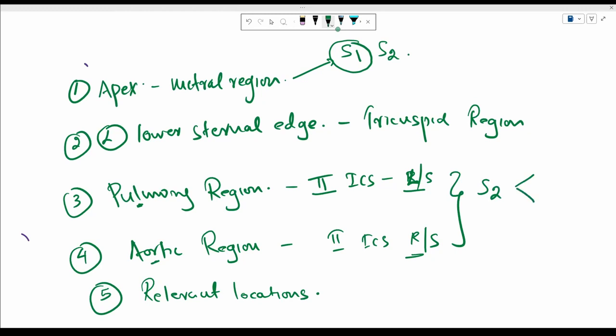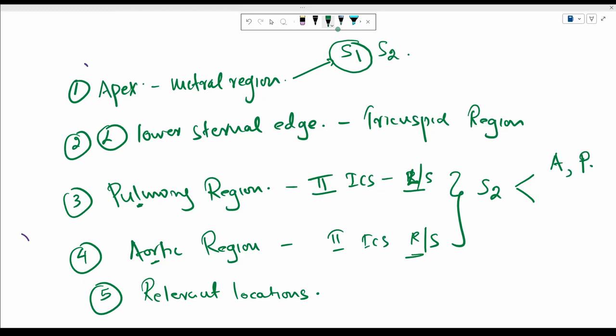So usually there are two components. S2 is divided into an aortic component and a pulmonary component, and usually during inspiration there is a physiological splitting, because during inspiration the pulmonary component remains open for a longer period of time. Because of that, it closes late. So you might hear a split. Sometimes you might not hear, but you need to train your ears to hear the split.